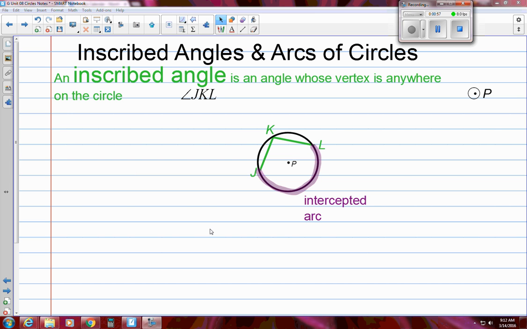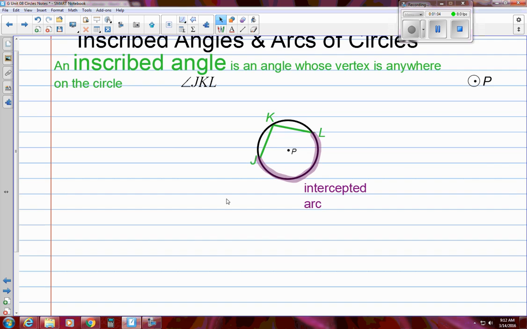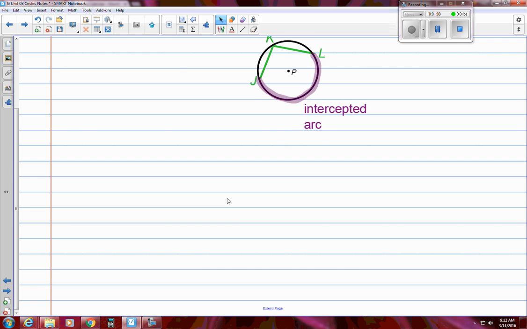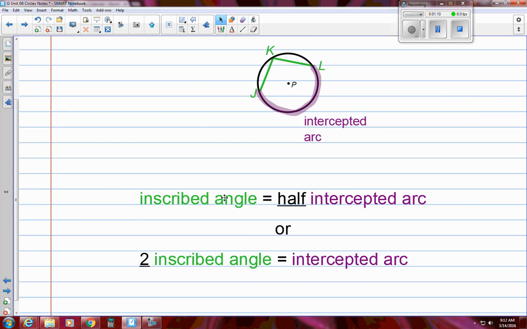With central angles, the angle always equaled the intercepted arc, and vice versa, the arc equaled the central angle. With inscribed angles, the inscribed angle is equal to half the intercepted arc. Or in other words, it would take two inscribed angles to equal the intercepted arc.